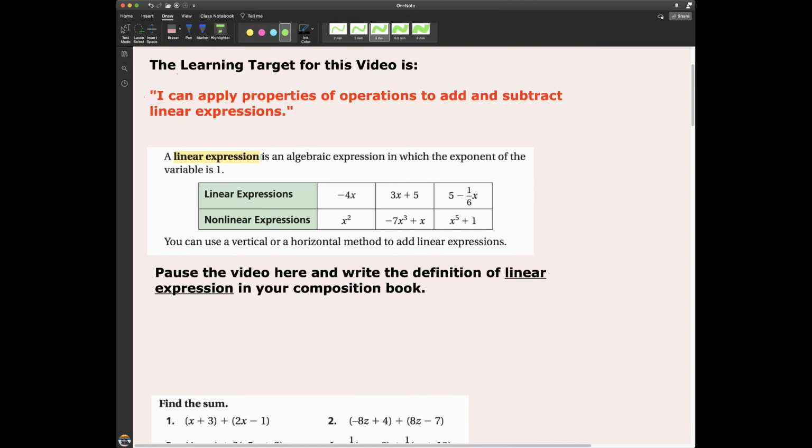A linear expression is an algebraic expression, which we've been talking about in this chapter, in which the exponent of the variable is 1. So here are some examples of linear expressions. Negative 4x, 3x plus 5, 5 minus 1/6 x. Notice how I was emphasizing the x. All right, these are linear expressions because the exponent, even though it's not written here, would be 1.